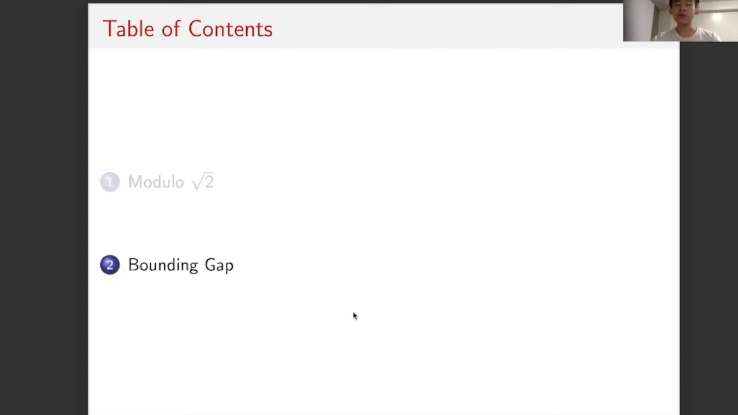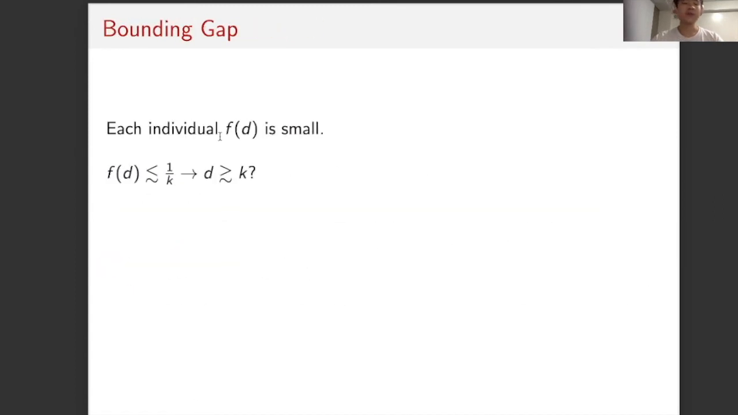Okay, so now that we already have this lemma proven, we want to bound the gap. Before that, let's talk about the intuition. Right now, we have that no matter how the size of b grows, the sum of the fractional part f of d1 plus f of d2 all the way to f of d sub k minus 1 is bounded by a constant, and the constant is square root 2 minus 1. So on average, we can say that the fractional part is on average bounded above by 1 over k.